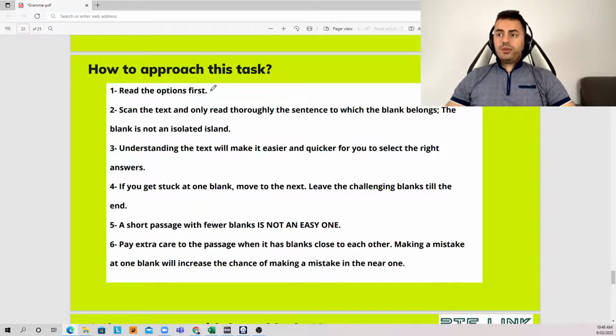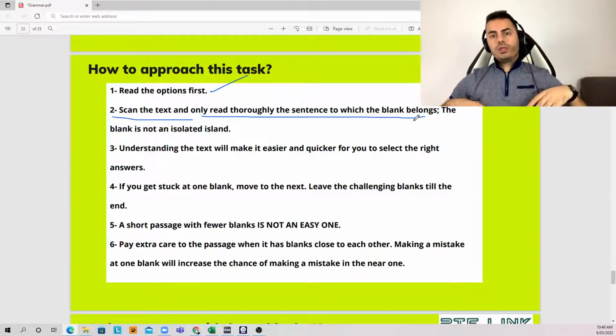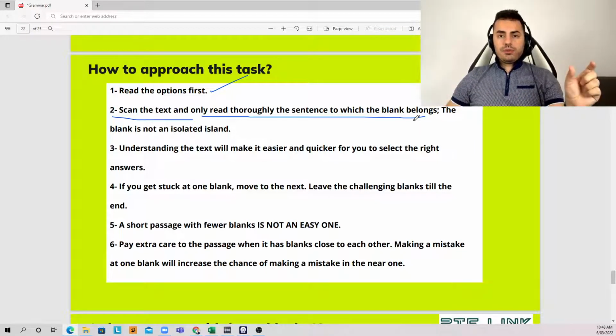First of all, read the options. Yeah? Scan the options, then read the passage. You're gonna scan the text and only read thoroughly the sentence to which the blank belongs. If I got 5 lines, a paragraph of 5 lines, I don't have to read it word by word. I would scan it, read it quickly, but only slow down at the gap itself and the sentence around. Okay? Make sure you understand the text, as this will make it easier and quicker for you to select the right answers.